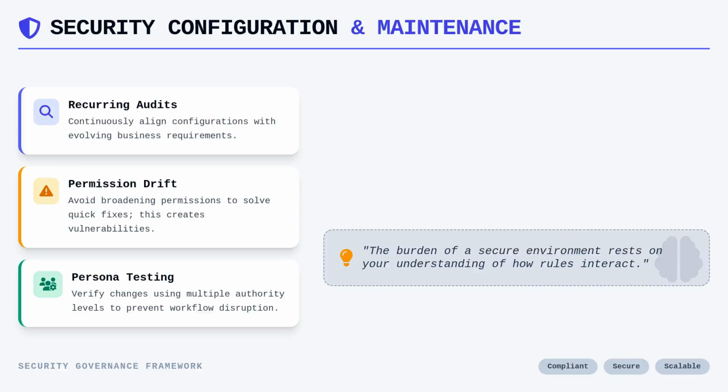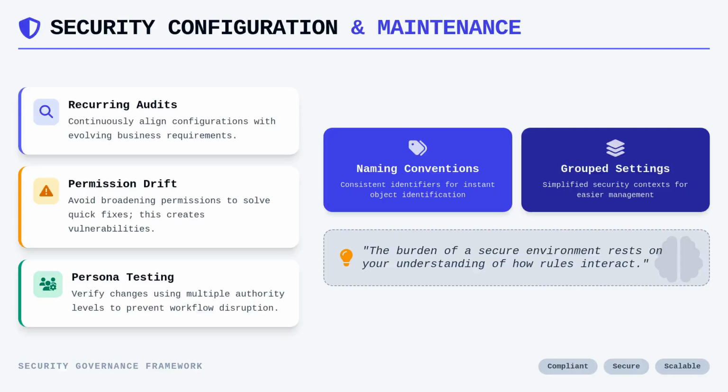Remember that while the platform provides powerful tools to manage visibility, the burden of designing a compliant and secure environment rests on your understanding of how these rules interact. Consistent naming conventions and grouped security settings facilitate this, making it easier to identify which objects belong to which security context at a glance.